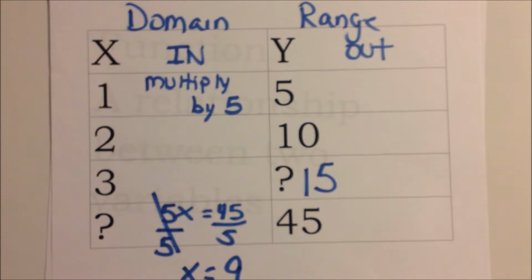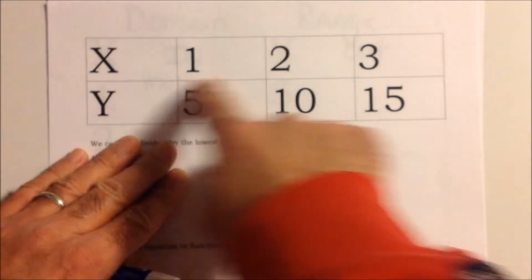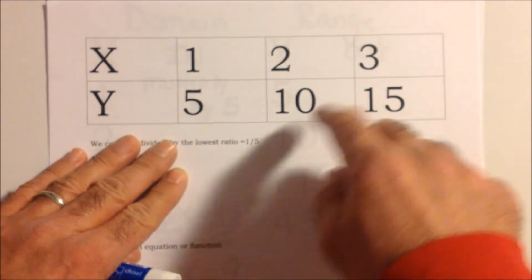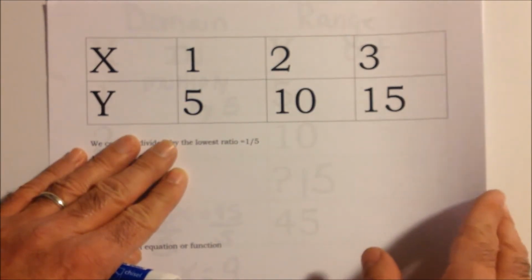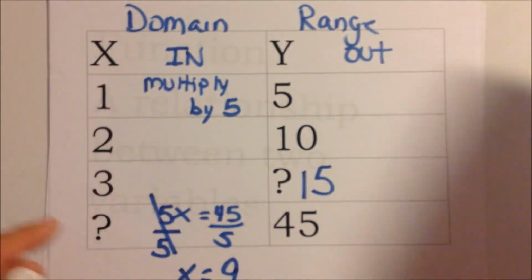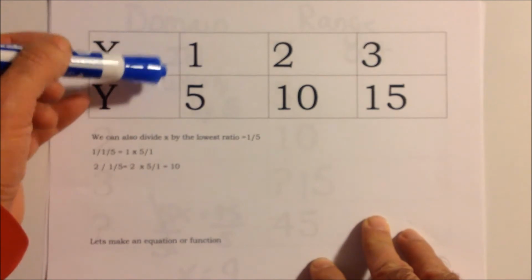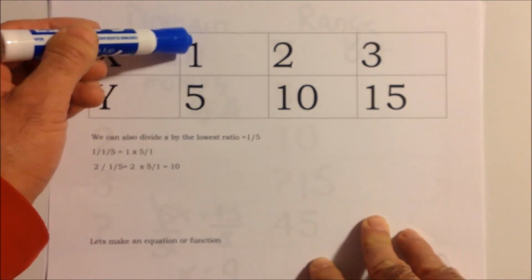Now sometimes you see it this way. Sometimes it's horizontal. It's the same principle. You're either going to see it horizontal or vertical. So this is horizontal, and this is vertical. And again, the rule is times 5, times the input, or times x by 5.